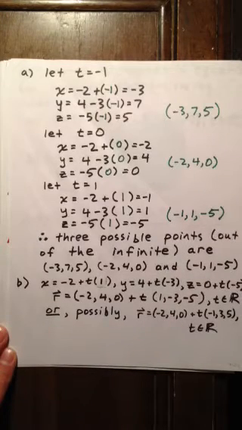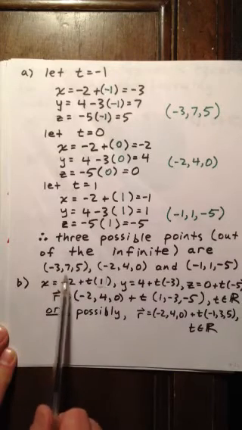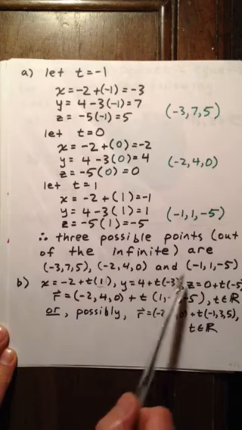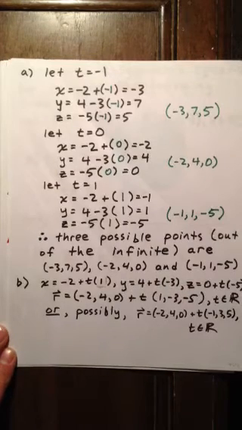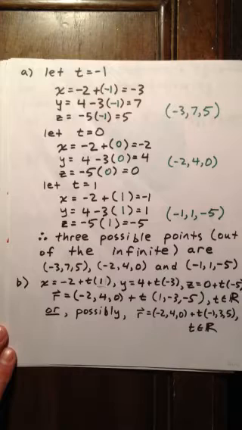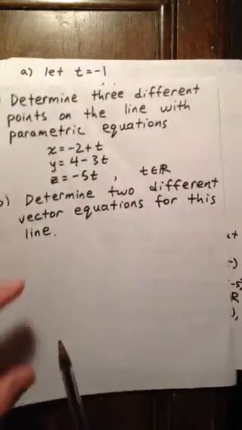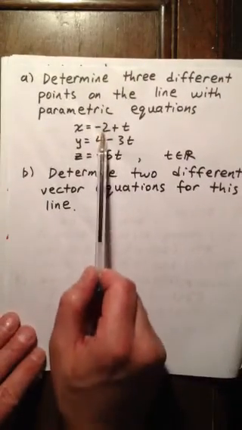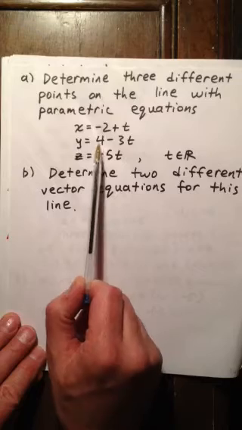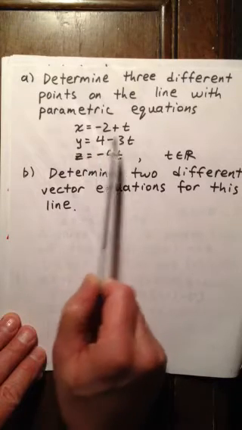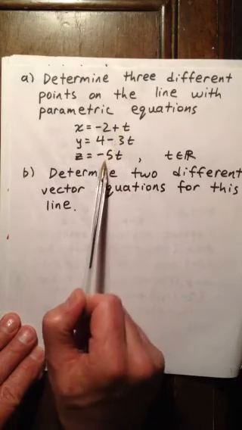So 3 possible points on the line, which obviously has an infinite number of points on it, would be -3, 7, 5, -2, 4, 0, and -1, 1, -5. Now, to come up with 2 different vector equations for the line, what we want to do is think of one of the points as being -2, 4, 0, and a direction vector being 1, -3, -5.